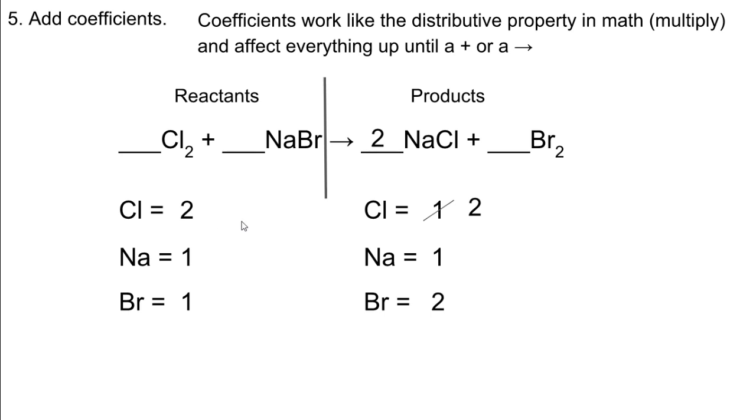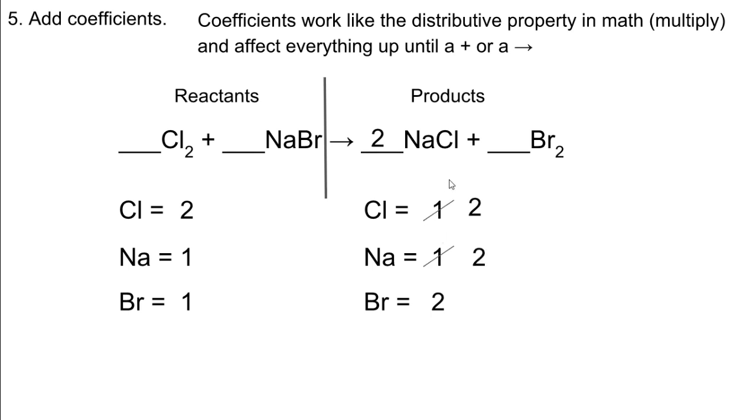But what did you notice, guys? If I add that 2, what else does it change? Oh, it goes to both, right? So if it goes to Cl, because it's distributive property, it's also going to go to Na. Okay, so now how many Nas do I have? I have 2, right? So I'm going to have to cross this out, and now I have 2.